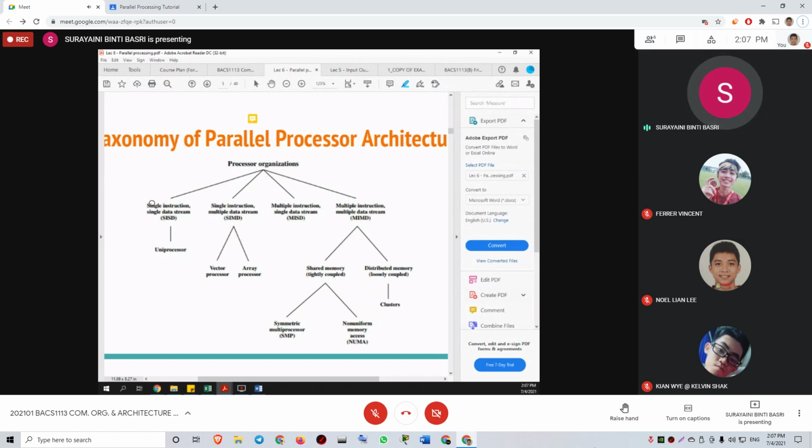SISD stands for single instruction, single data stream. SIMD is single instruction but multiple data stream. This SIMD uses two processors, which are vector and array processors. MISD means it can run multiple instructions or multiple processes using only one single data stream. After that, MIMD is multiple instruction, meaning multiple processes or instructions, and it will be run using multiple data streams.